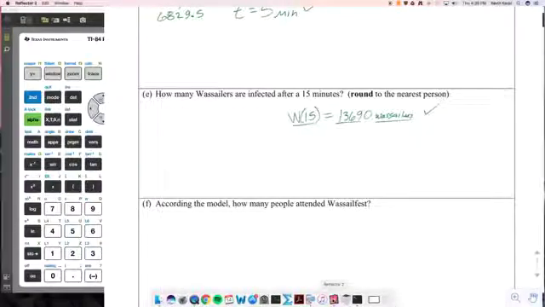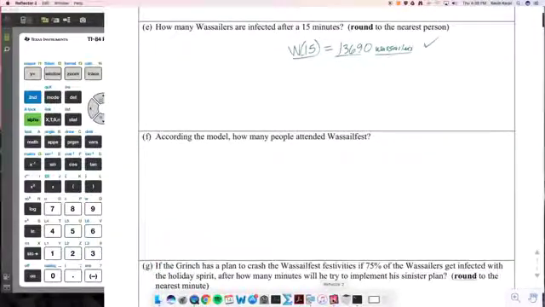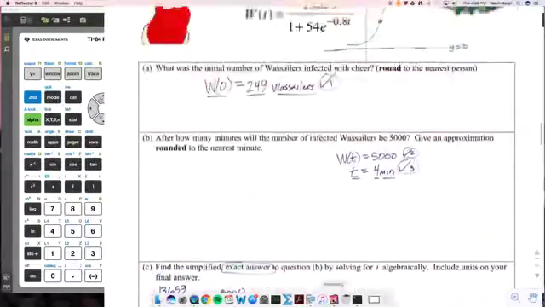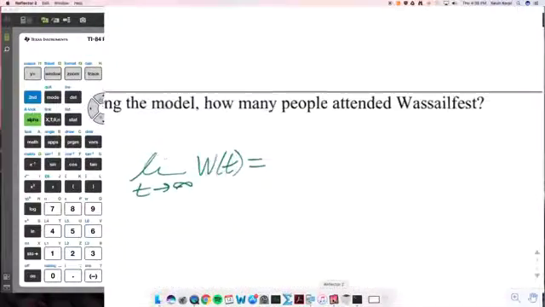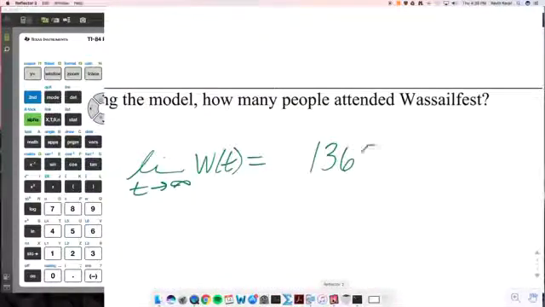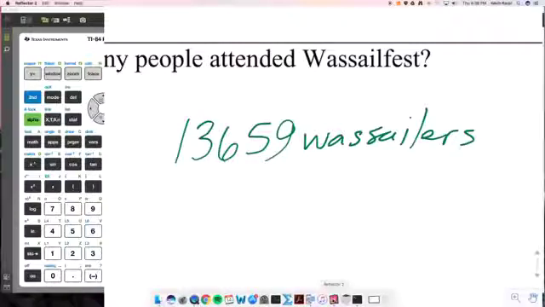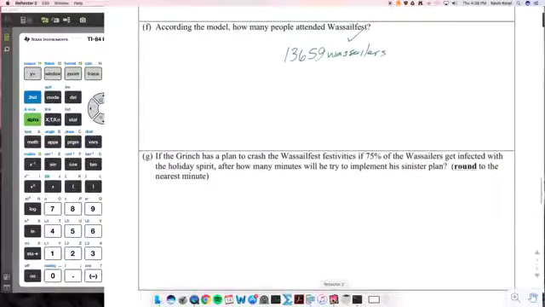One check. According to the model, how many people attended Wasselfest? Well, what we're really after here is what happens as time approaches infinity, assuming Wasselfest is still going on. Well, that's real easy. That's just the upper limit to growth, which we've been talking about this whole time. That's 13,659. So 13,659 Wasslers. And you don't even have to have the limit there in front. It's nice to have it there, but this was the one where you could just put the answer with Wasslers and you get the check. We're kind of expecting you to know that.